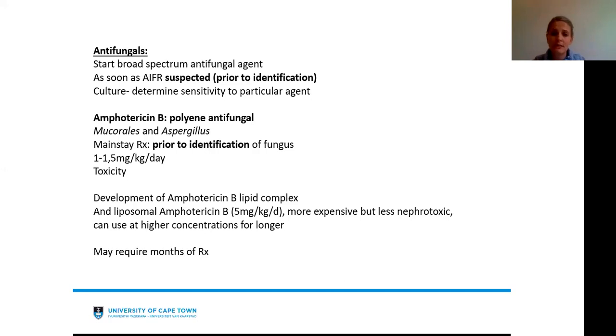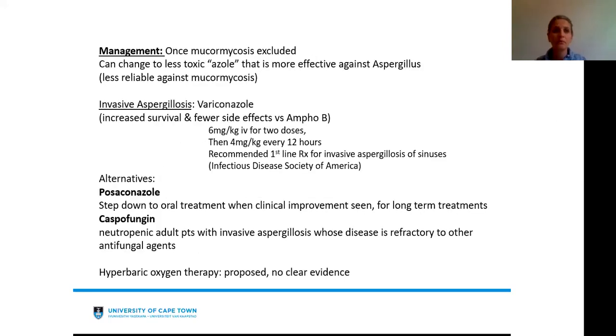These are a lot more expensive, but they are less nephrotoxic, and you can actually use them at higher concentrations for a lot longer. Many of these patients may require months of treatment, as an outpatient, having been in hospital for more than a month. So once mucormycosis is excluded on your culture, you can then consider changing to a less toxic drug that is more effective against your Aspergillus species. So it's more effective against Aspergillus, but less reliable against mucor, once you've excluded mucor.